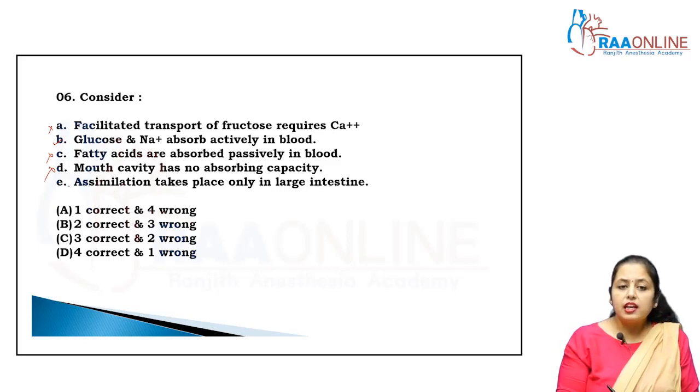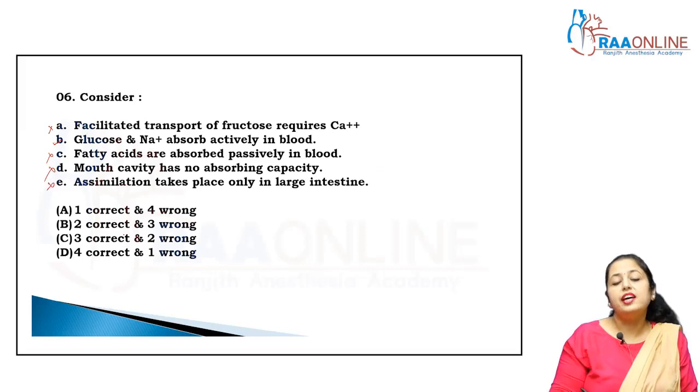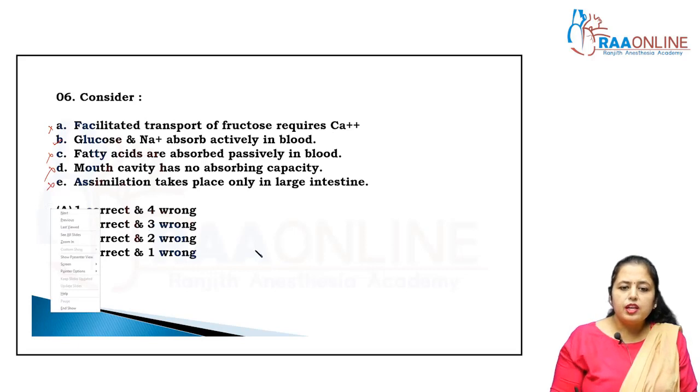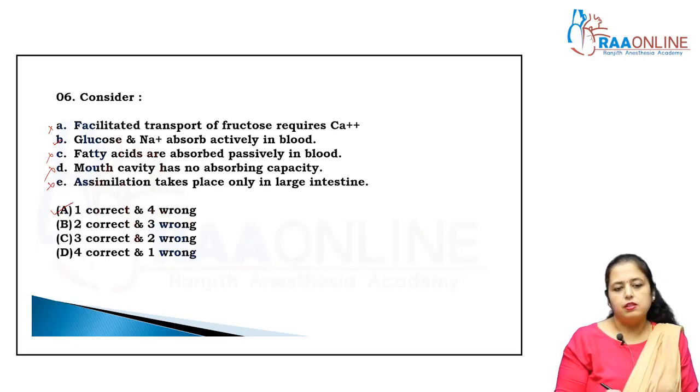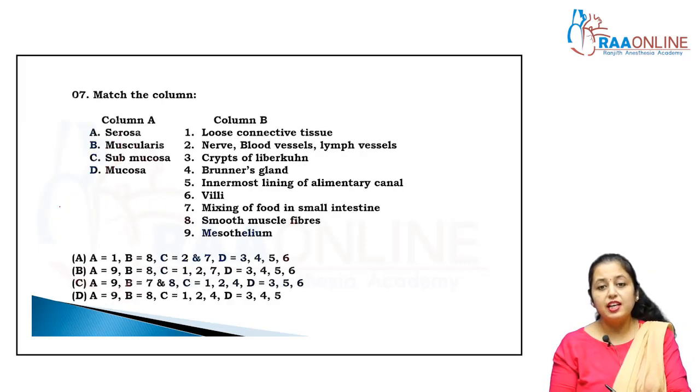Assimilation takes place only in large intestine. No, this is wrong. Assimilation does not take place in the large intestine. It is related with the small intestine, with the lacteals and the other cells. Clear? So only one statement is right and the other 4 are wrong. All these statements are taken from the NCERT, right? So 1 is correct and 4 are wrong. This is the answer. In that pattern, you have to read each and every line of NCERT, right?